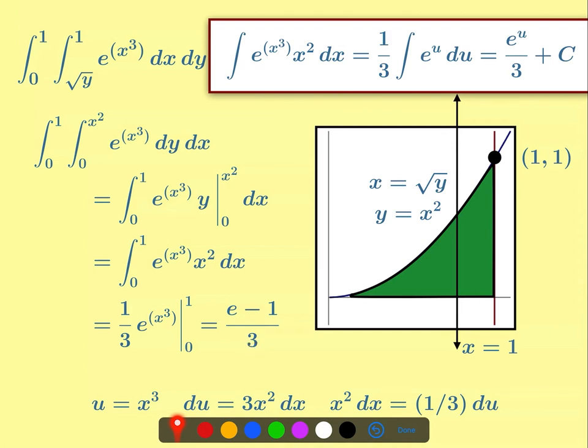So we have e minus 1 times a third. That gives me e minus 1 over 3, and that is the value then of this rather messy integral we started with, so this double integral up here. So again, the lesson here is when you have a double integral that looks difficult to integrate, think about switching the order of integration to make the process a little bit easier.